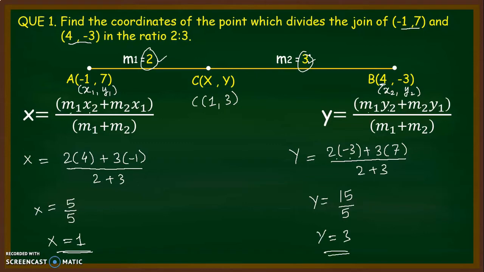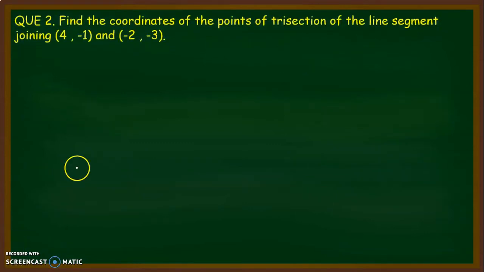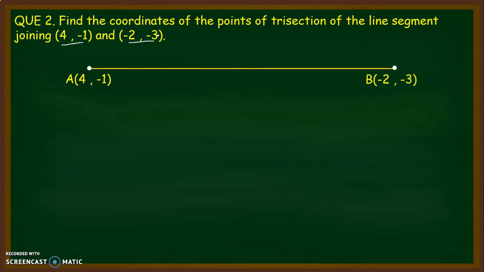Let's move to the next question. Let's see question number 2. Find the coordinates of the points of trisection of the line segment joining 4, -1 and -2, -3. So here 2 points are given. First point 4, -1 and second point -2, -3. And the line is trisected. Trisection means the line is divided into 3 equal parts.